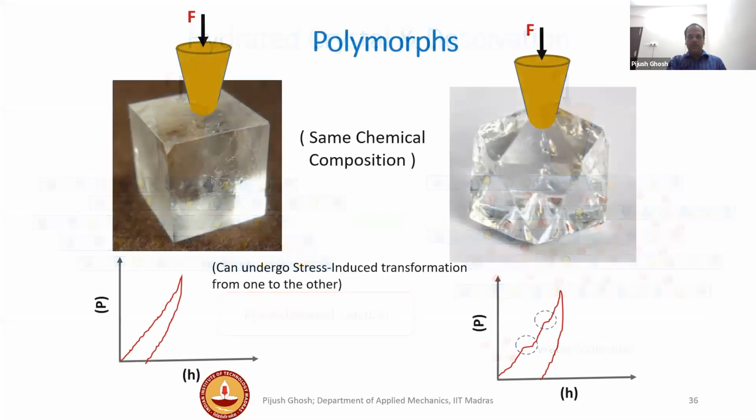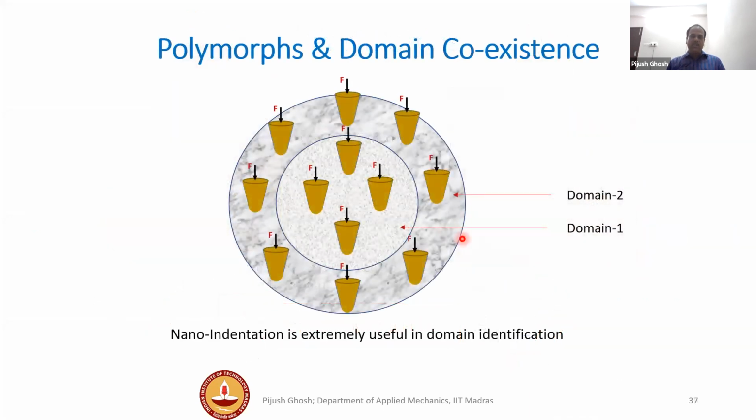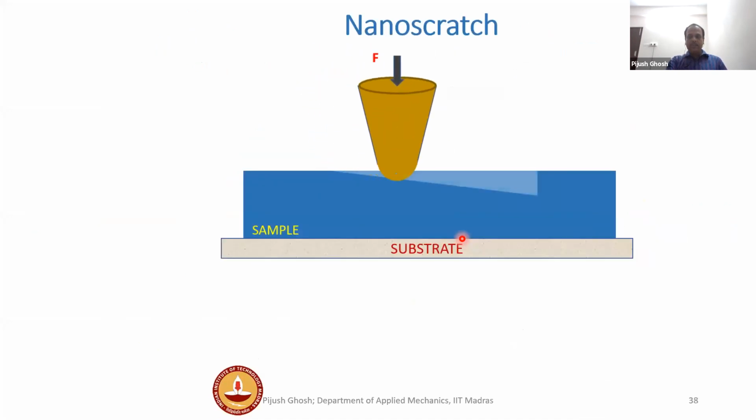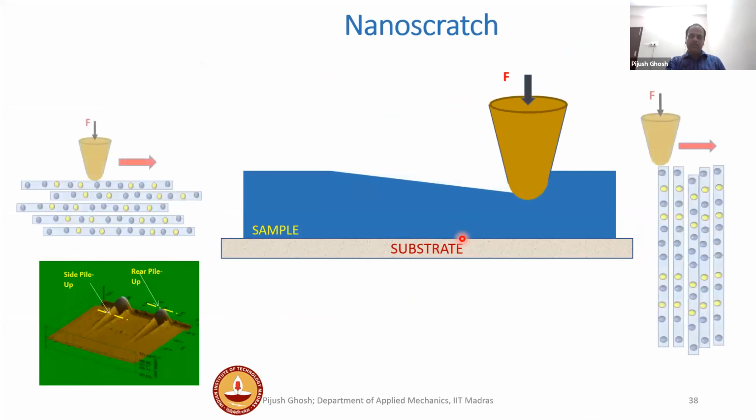All right, so polymorphs can be picked up. This is something that people use a lot these days, polymorphs and domain coexistence of your crystals. Nano indentation is extremely useful, and there are a couple of published results, and we can also do this with our nano indenter. All right, like you are probing in this way, you can also do scratching and find out some properties of your crystals.